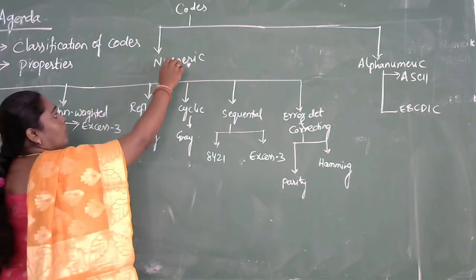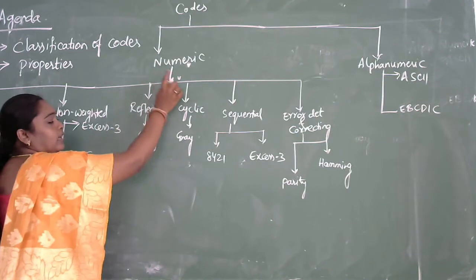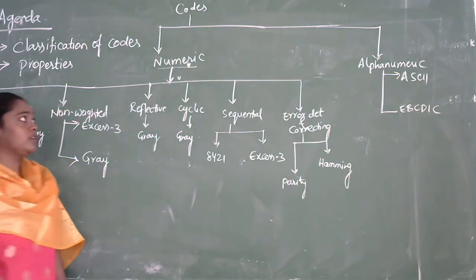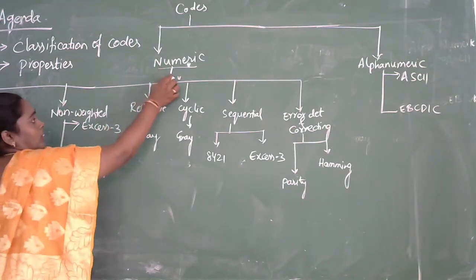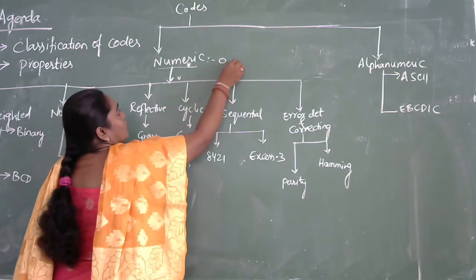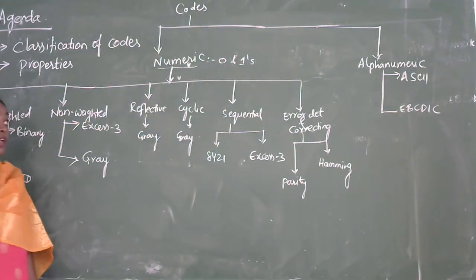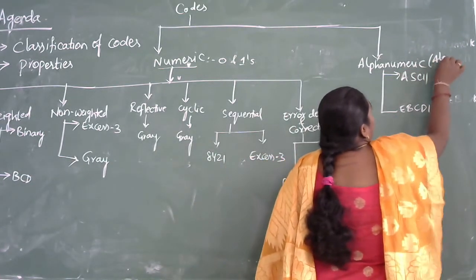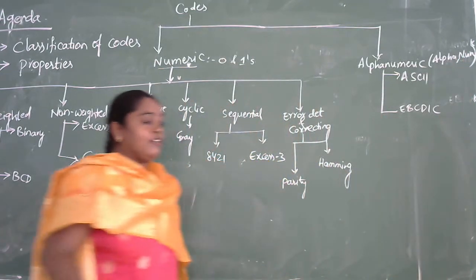In case of a code, basically these codes are classified in two different ways. One is numeric and the other one is alphanumeric. The name itself indicates numeric. In case of binary codes, if the complete code consists of only zeros and ones, such codes are called numeric codes. If a code consists of alphabets followed by numbers, such codes are called alphanumeric codes.